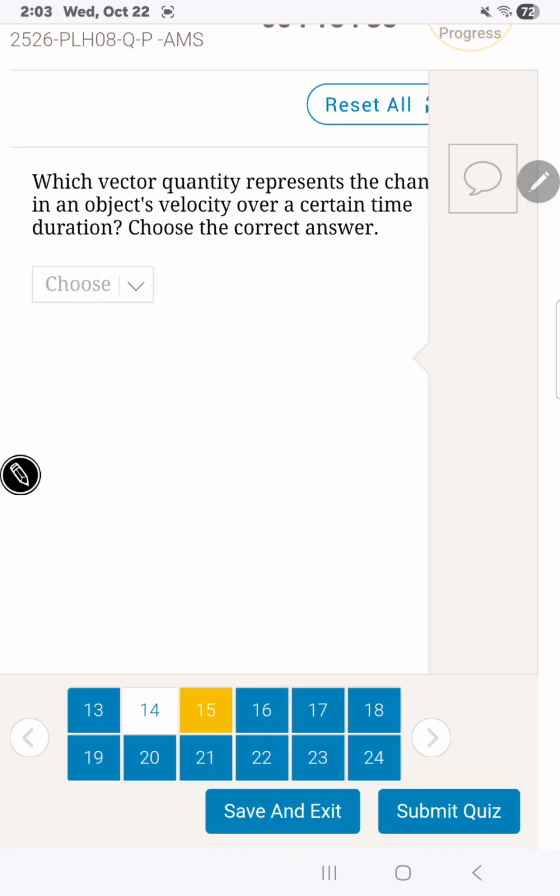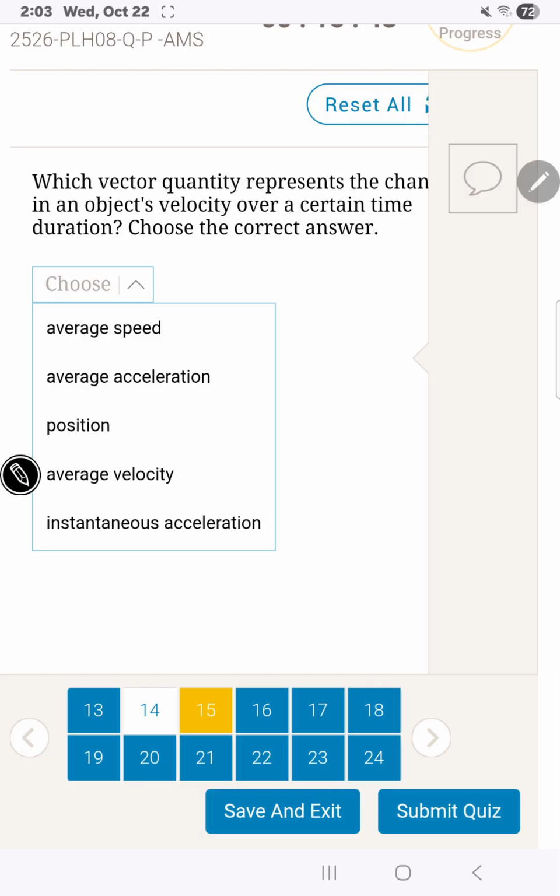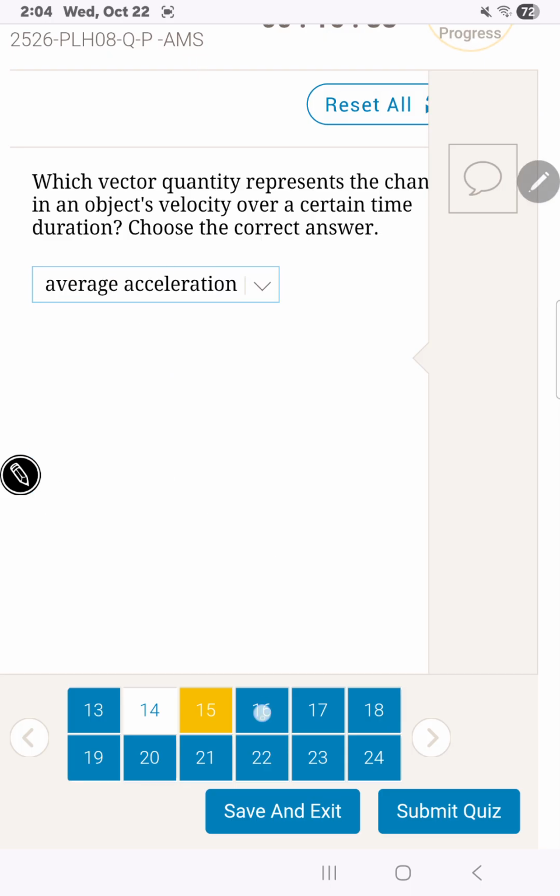Number 15. Which vector quantity represents the change in an object's velocity over a certain time? So this is called average acceleration.